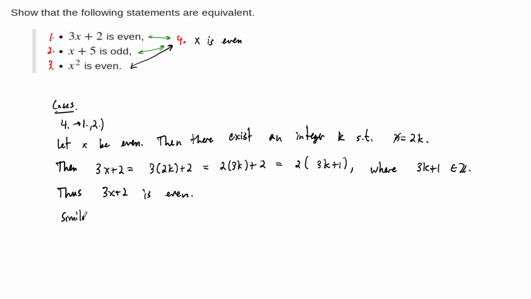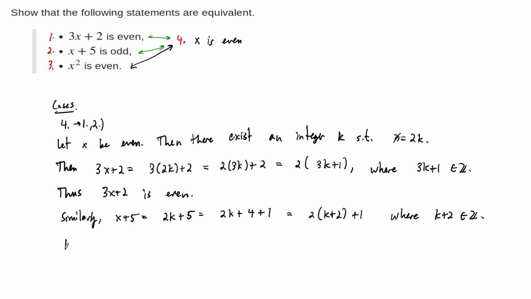Similarly, we can plug this into number 2. So x plus 5 is equal to 2k plus 5, which is equal to 2k plus 4 plus 1. Break up the 5 to get the 1 out. And then this is equal to 2 times k plus 2 plus 1, where, of course, k plus 2 is an integer. And what do we conclude here? Well, we conclude that x plus 5 is going to be odd. So thus, x plus 5 is odd. Those are the proofs of 4 implies 1 and 4 implies 2.